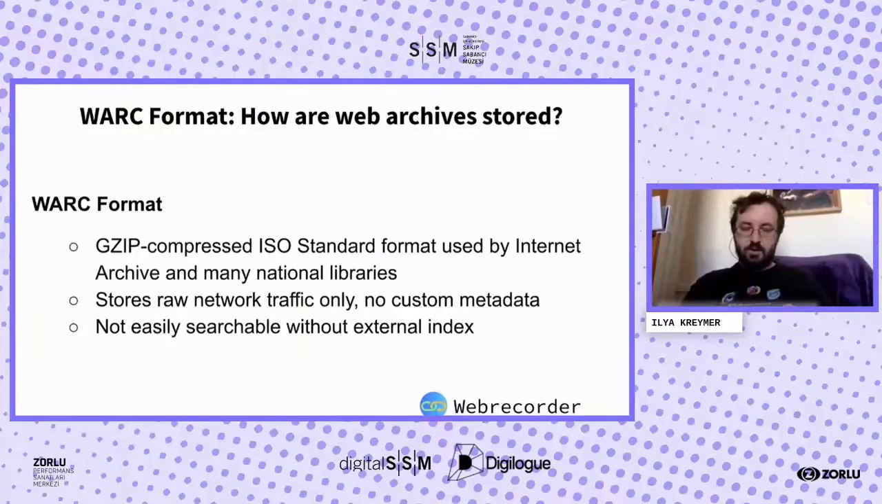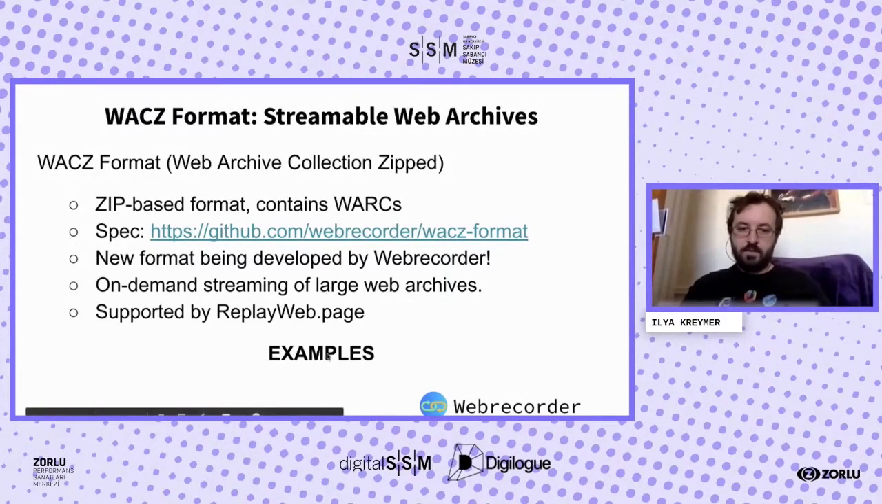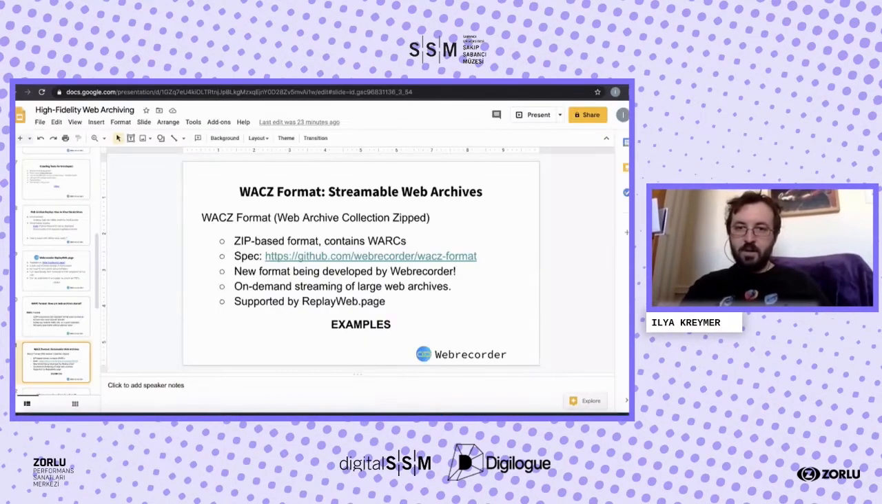And to deal with some of these issues, Webrecorder is working on a new format called WACZ, which is sort of streamable web archives and stands for Web Archive Collection Zipped. It's basically a zip file that contains WARC files in addition to other metadata. And the main advantage of this format is that it allows for random access to large collections. And for example, this allows for very quickly loading larger archives in the browser using Replay Webpage.